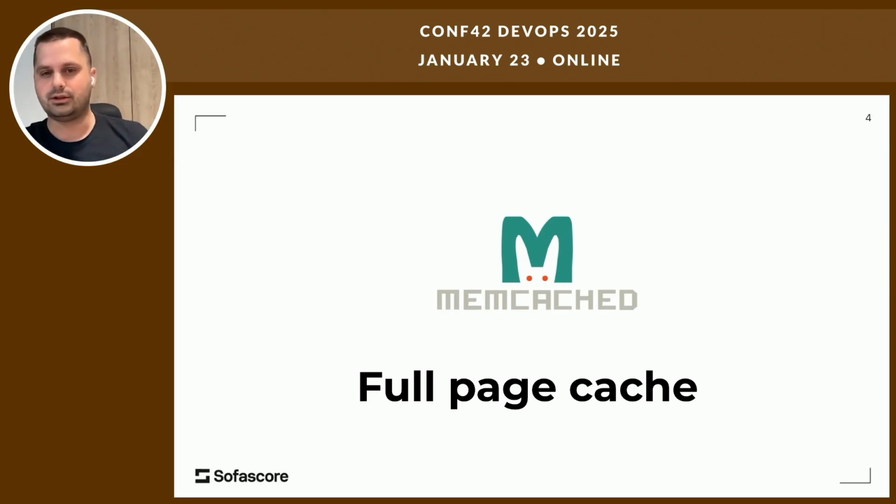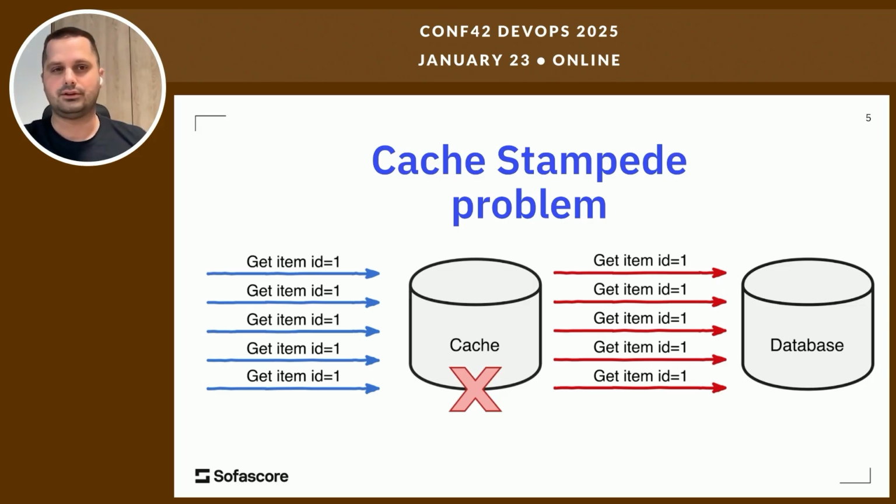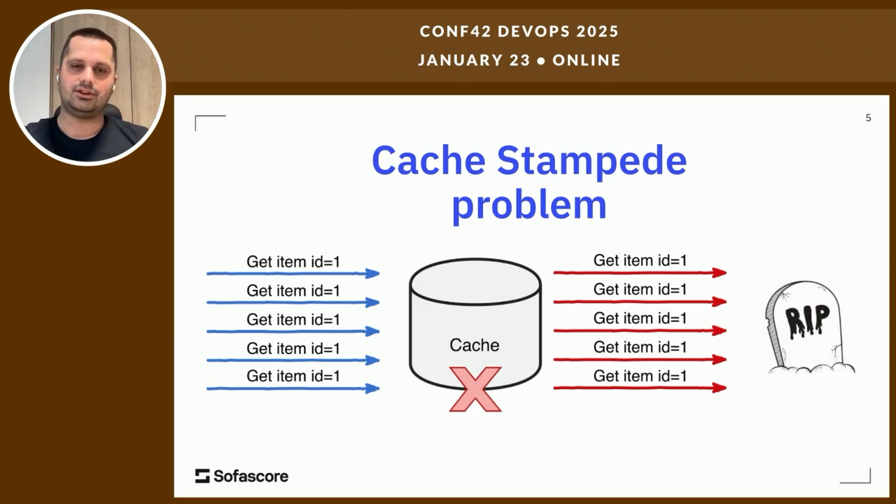And this works well. This is one of the simplest things you can do to have a system that can handle more than a couple of users. But the problem with that approach is called the cache stampede problem. If something is not in the cache and you have a lot of users trying to fetch the same thing, all of those requests will go to the backend, to your database, because it's not in the cache. And basically your database or backend servers will die.